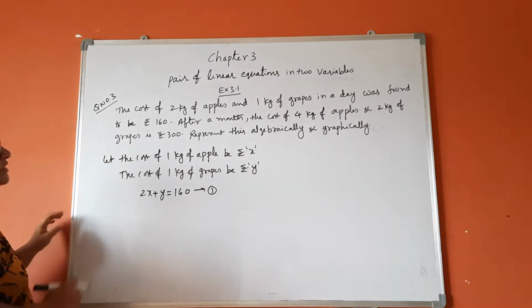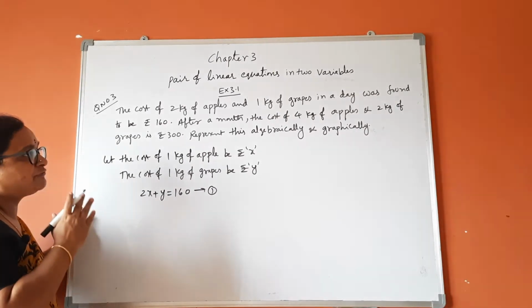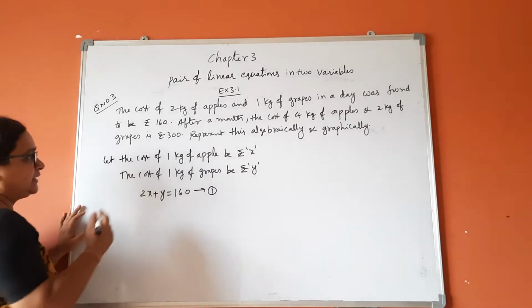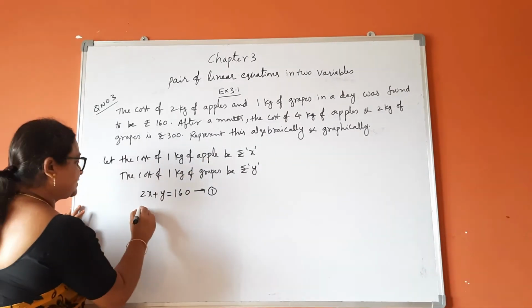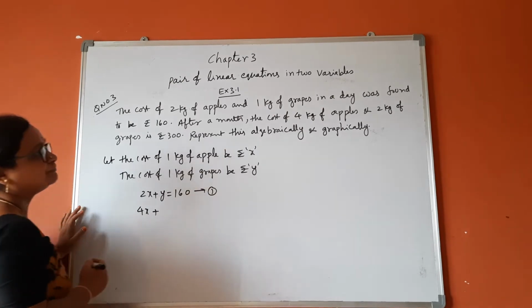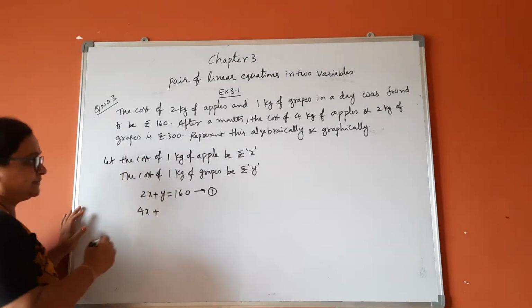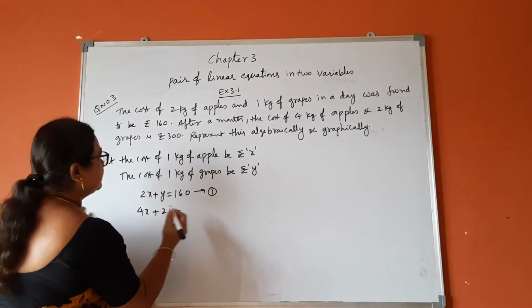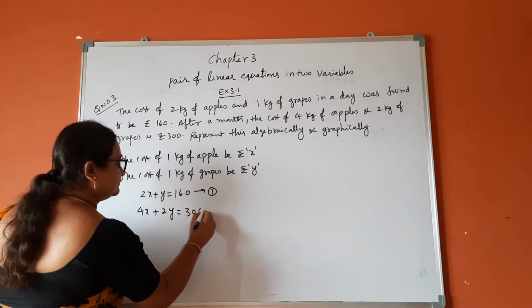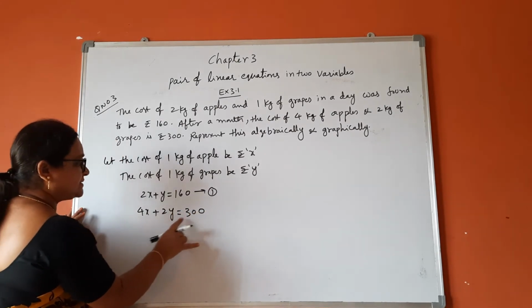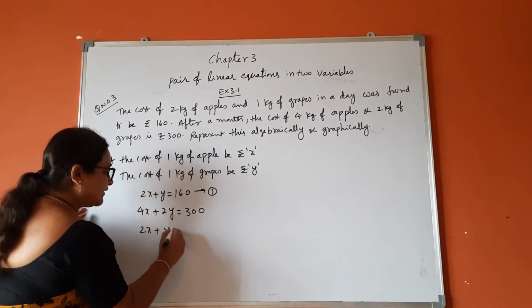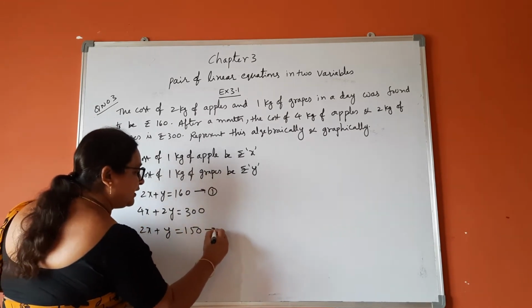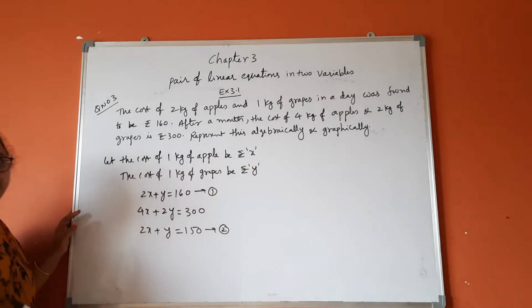Our second situation, after a month, the cost of 4 kg of apples. Cost of 1 kg apple is x, so 4 kg of apples 4x plus 2 kg of grapes 2y is equal to 300. 4x plus 2y is equal to 300, which is nothing but 2x plus y is equal to 150. That is our second equation.